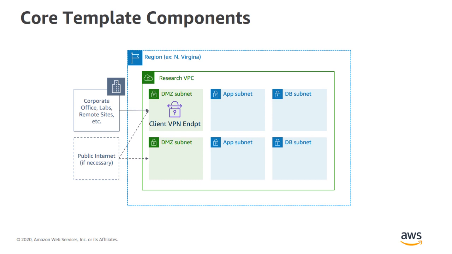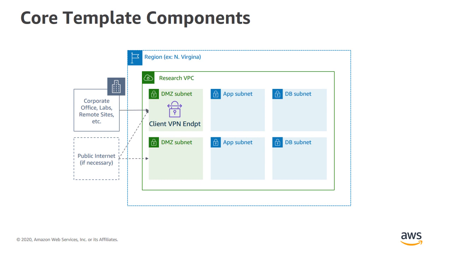Oftentimes in research environments, there's really not a good reason for most of those things to be public. And so we have the application subnets here, which are private. These are not internet addressable and only routable through VPN, which we'll talk a little bit more about in a minute. And then finally, we have the database class of subnets, which are tightly restricted subnets where you want to put your most sensitive things that should never be routable to the internet and have restricted routing into things like the DMZ subnet.